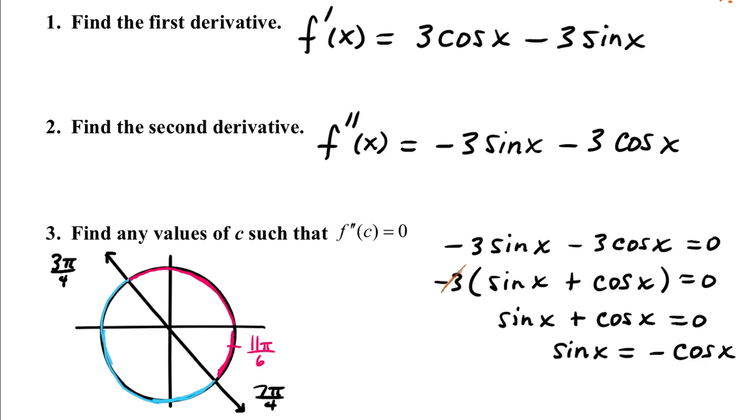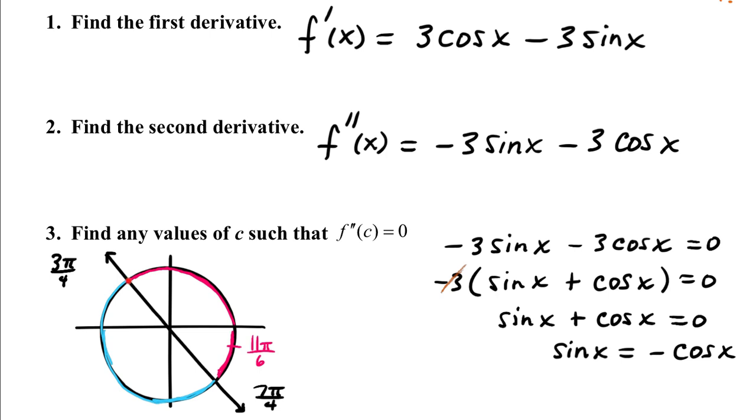Now we're looking for angles where sine of the angle is equal to negative cosine of the angle. If you remember from your unit circle, sine is the y-coordinate at any angle, cosine is the x-coordinate at any angle. So basically, we're looking for angles where the x and the y value only differ by a sign. The two angles that you guys gave me in class were 3 pi over 4 and 7 pi over 4, and those are both correct.